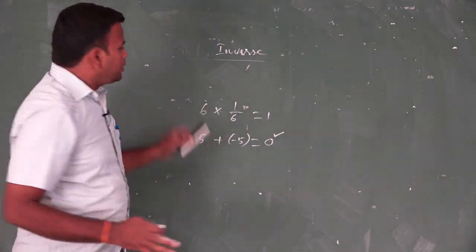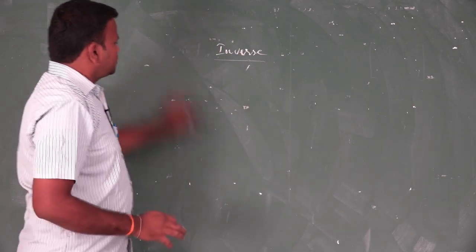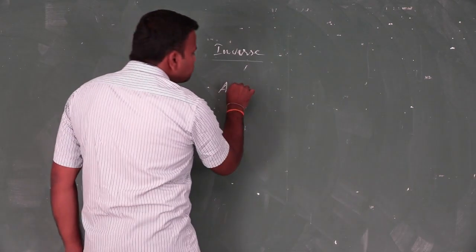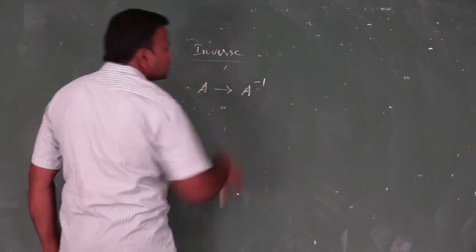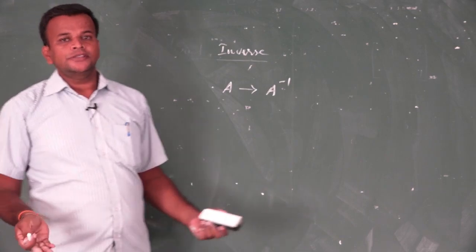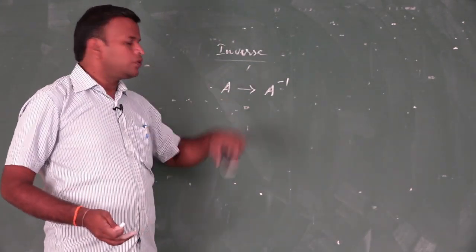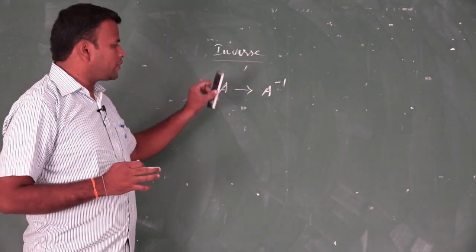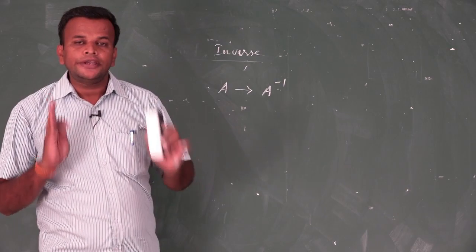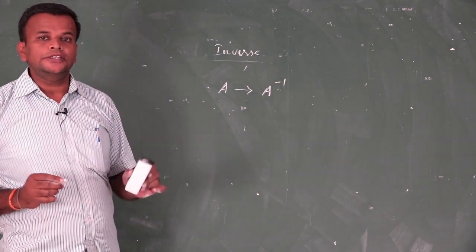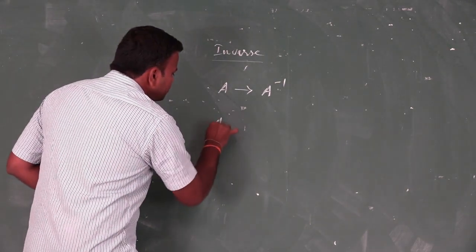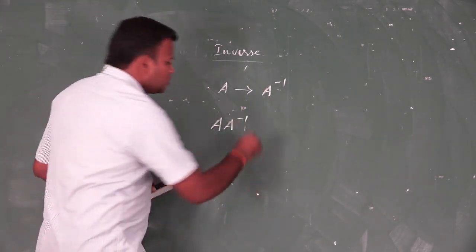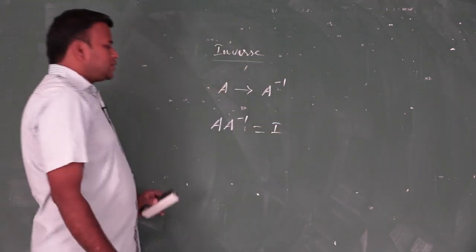In the same manner, in matrices also an inverse is there. Suppose the given matrix is A. The symbol of inverse is A inverse. In matrices, the inverse of A is denoted by A inverse. We say A inverse is the inverse of A. It satisfies one condition. What is the condition? The condition is we multiply the matrices A and A inverse, and we get an identity matrix.